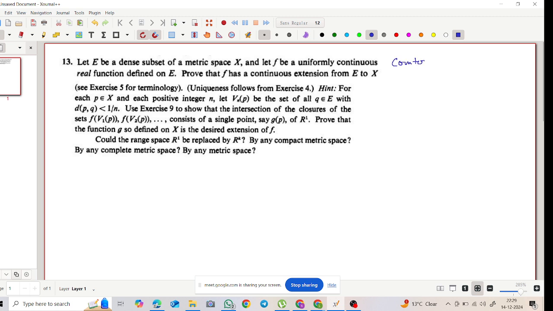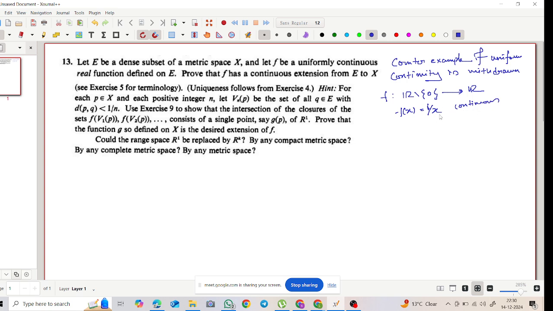First let's look at a counterexample if uniform continuity is withdrawn. So take f from R minus 0 to R, f(x) equals 1 by x. So clearly this is continuous, but as you can see, f has no extension from R to R. Clear?